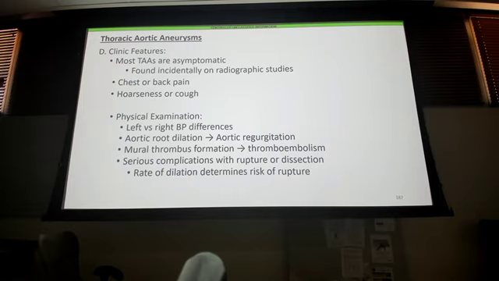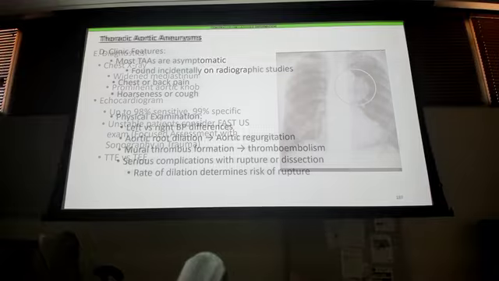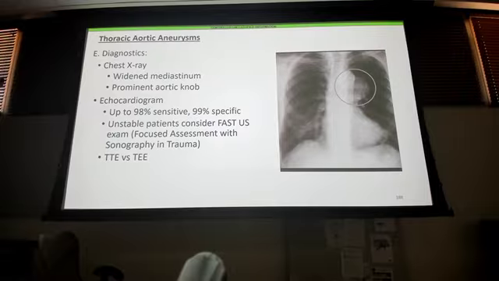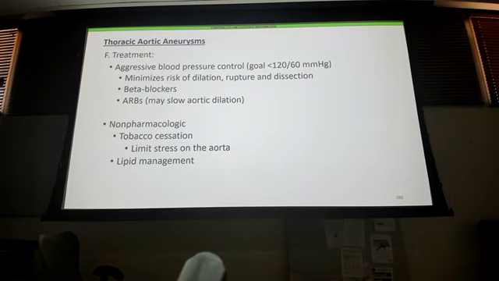So if they're having hoarseness, it could be the recurrent laryngeal nerve is being compressed. If they're having coughing or hiccups or something like that, it could be the phrenic nerve that's impacted by it. We talked about how, on chest x-ray, you may see some abnormalities, but your echo is going to be your test of choice because it's the most sensitive and most specific for diagnosing this condition.